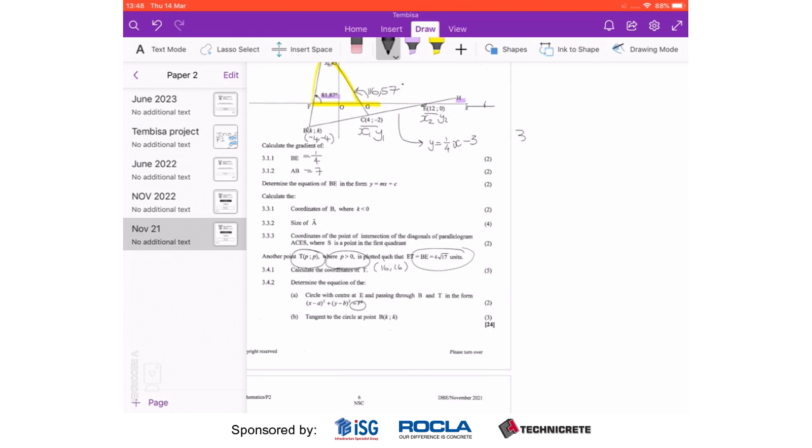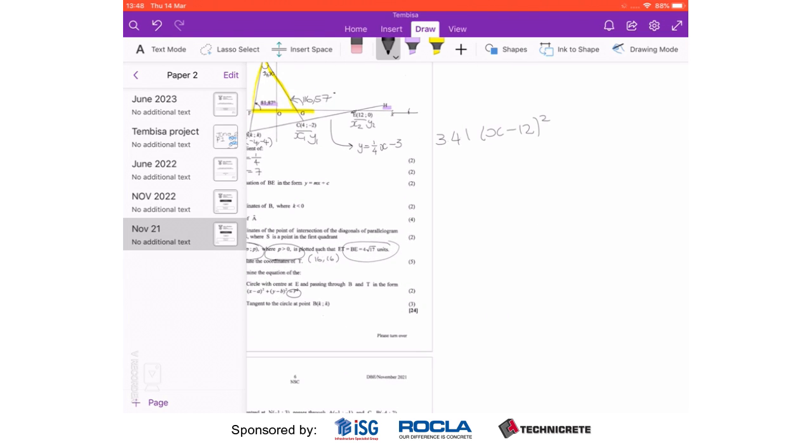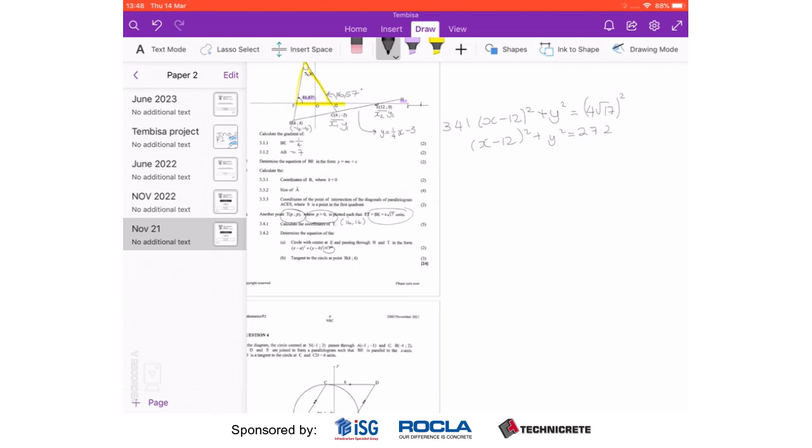So 3.4.1, I already know quite a lot. So I'm using E as my center, so therefore it's going to be x minus 12 squared plus y squared, because there's no y value, it's 0, is equal to 4 root 17 squared. If we put 4 root 17 squared into my calculator, so my equation is going to be x minus 12 squared plus y squared is equal to 272. Very easy question.